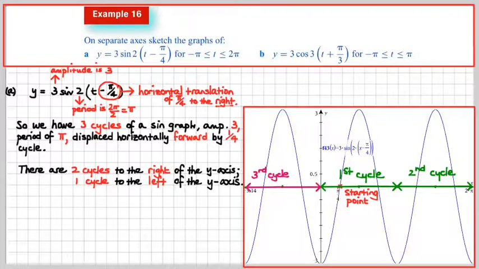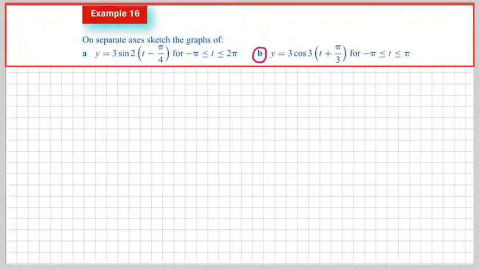Now, I think we've got to do B now. Here comes B for you and me. Alright, this one's a cos, isn't it? Let's write it out and see if we can make out what we're doing. And it also goes over a different domain. It goes from minus pi to plus pi.